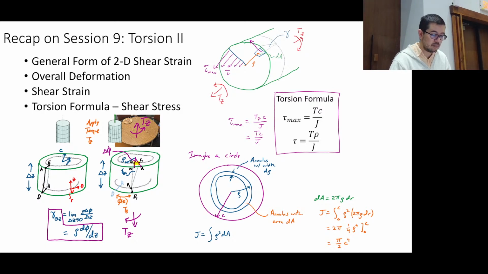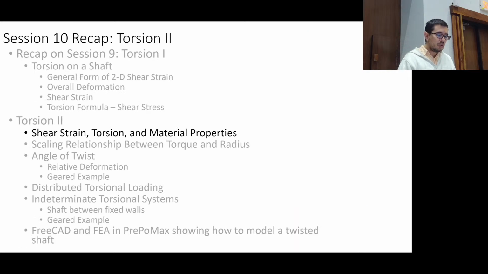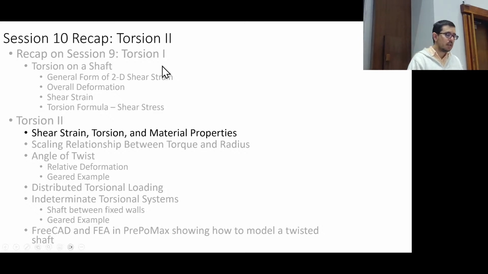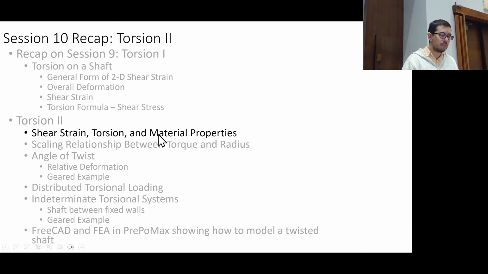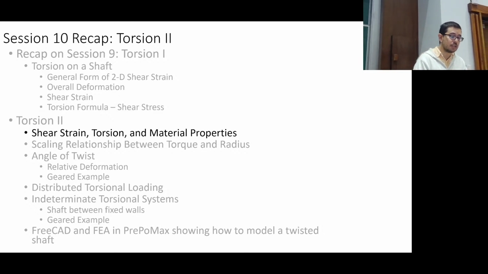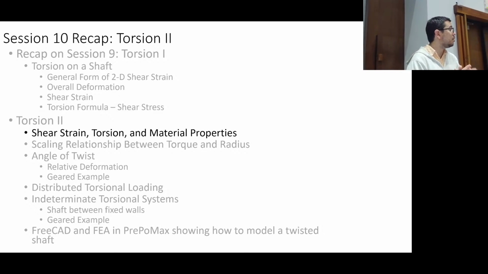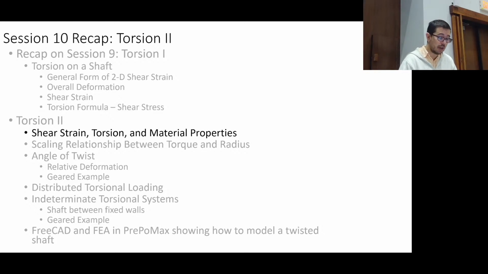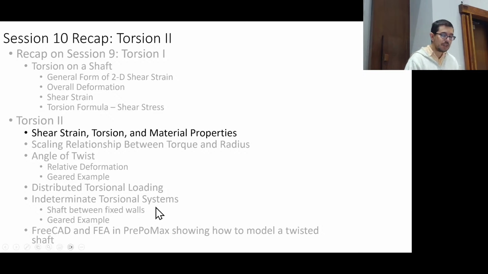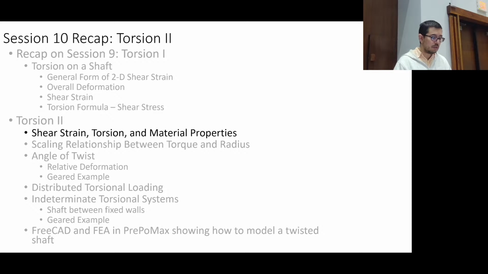So today, we're going to talk a little bit about shear strain, and then be able to eventually get that to our angle of twist. We'll also go back to session 1 and revisit the relationships that we discussed between torque and radius for the amount of load that might be supported by a shaft. And then we'll do distributed torsional loading, indeterminate torsional loading, and we will also do some finite element analysis at the end.